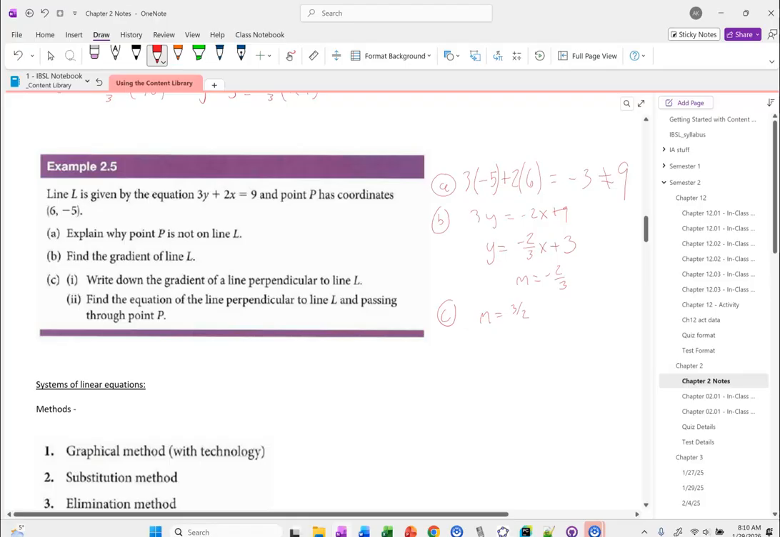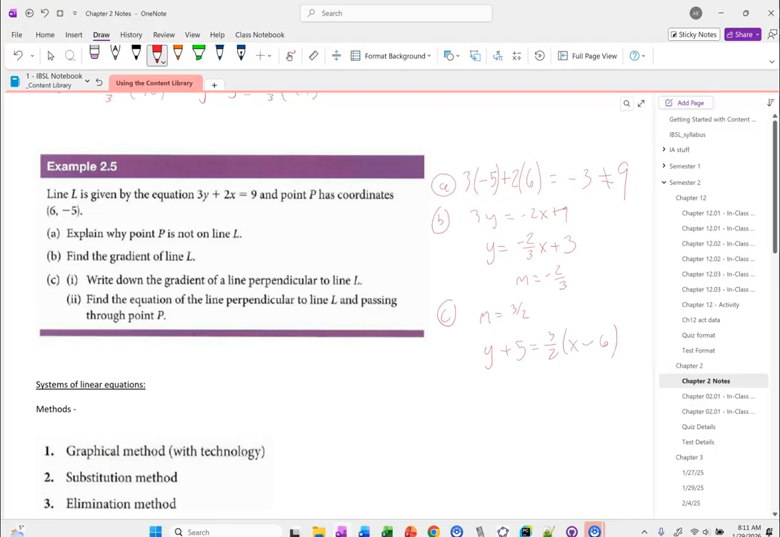And what if I want it to pass through that point P? There's an equation. Again, it's not specific on the form it wants it in, so I'm stopping here unless it asks me to do something different. Everybody okay there? Okay.